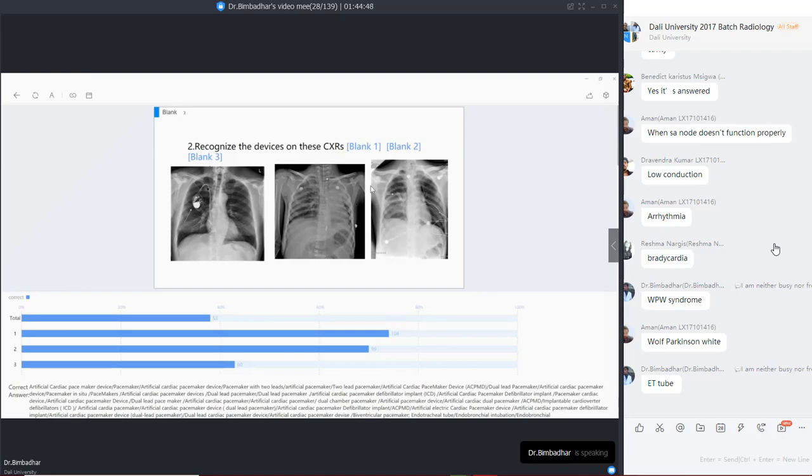And the next one here, most of the people also wrote a very vague answer. This is a chest drainage tube, we call it, or thoracotomy tube, or thoracostomy chest drainage tube, right?